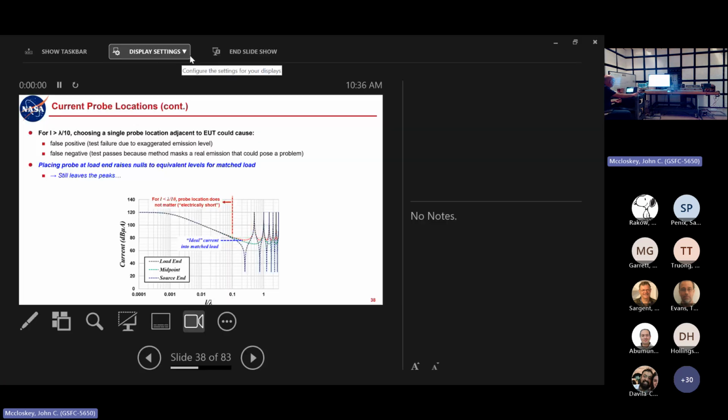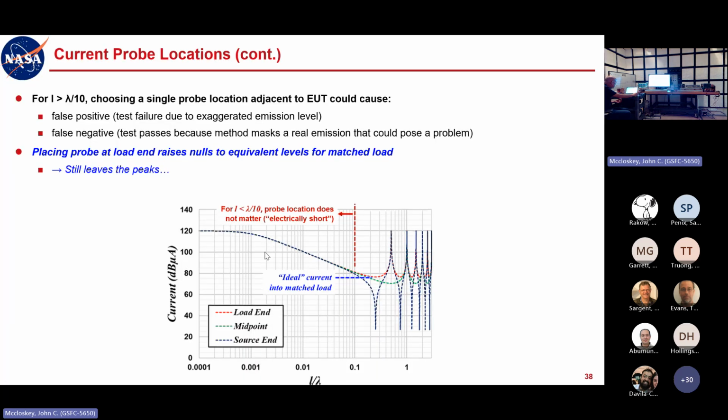This chart shows measurements with a standard current probe. This is theoretical, but the blue curve here is transmission line theory for when you are making the measurement at the EUT end, far away from your termination. When you move the current probe to be right at the shorted termination, you'll bring up the nulls and you'll get the red curve here. So you'll bring up the nulls to look like what they would be into an ideal matched load, but you'll still have the peaks.